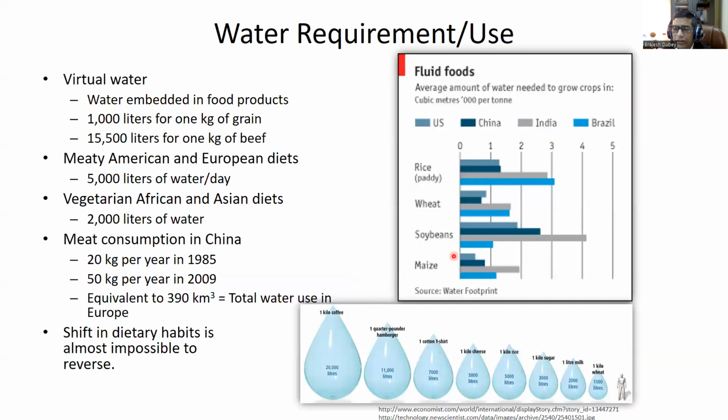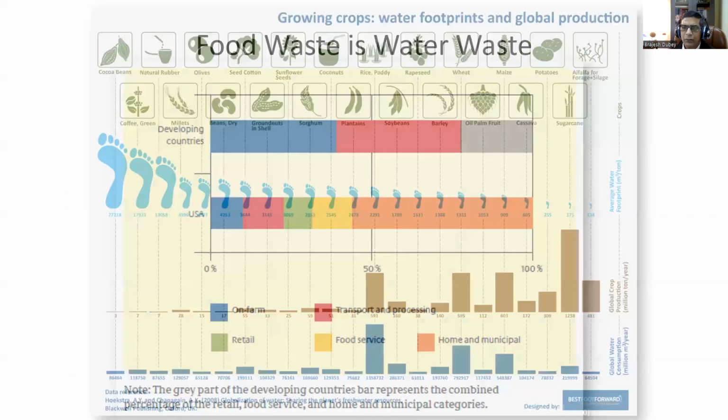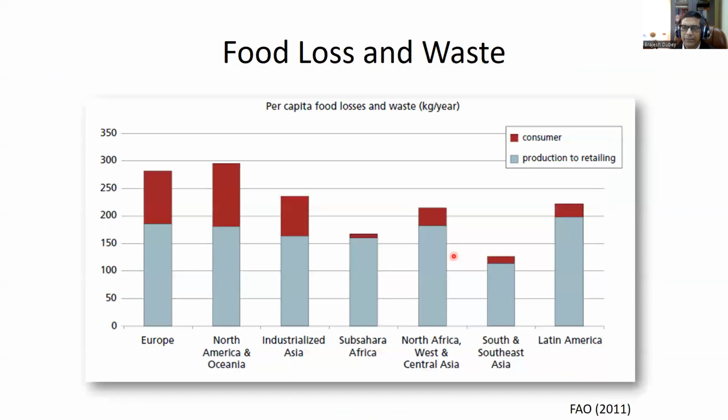There is also virtual water. Whenever you are wasting food, you're wasting water. One kilo of coffee takes around 20,000 liters of water. So those are quite important. These are like water footprints. So all these calculations matter, and food waste is water waste, as I mentioned.